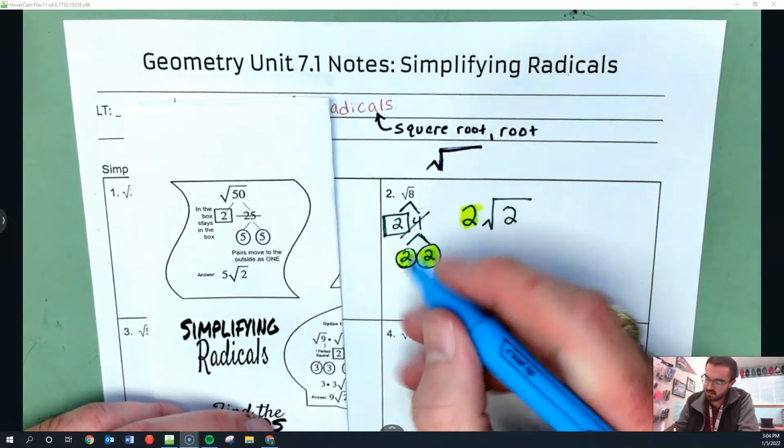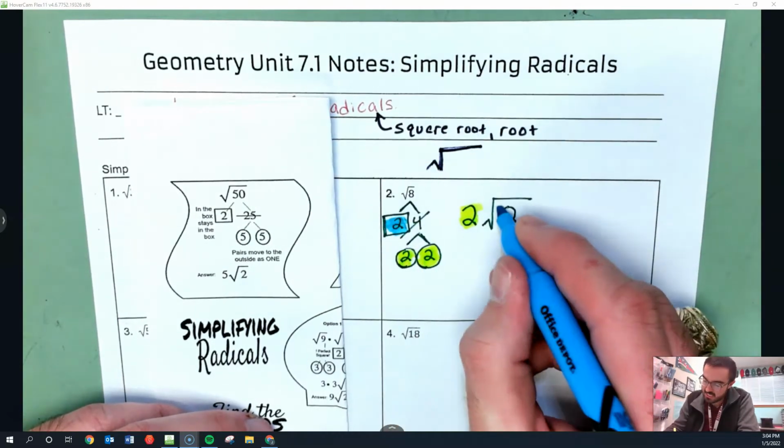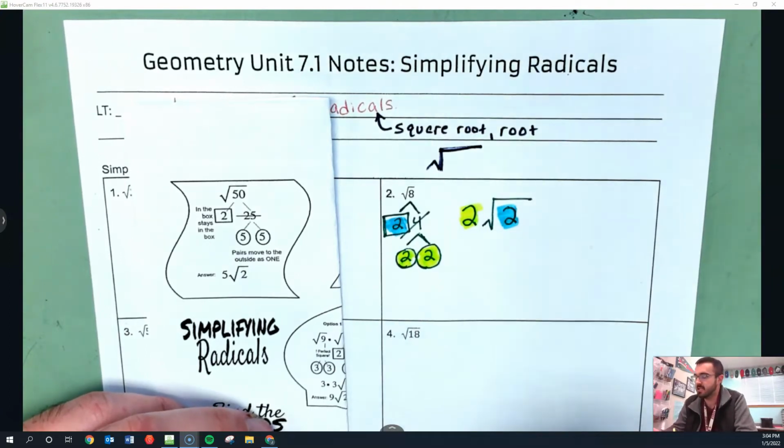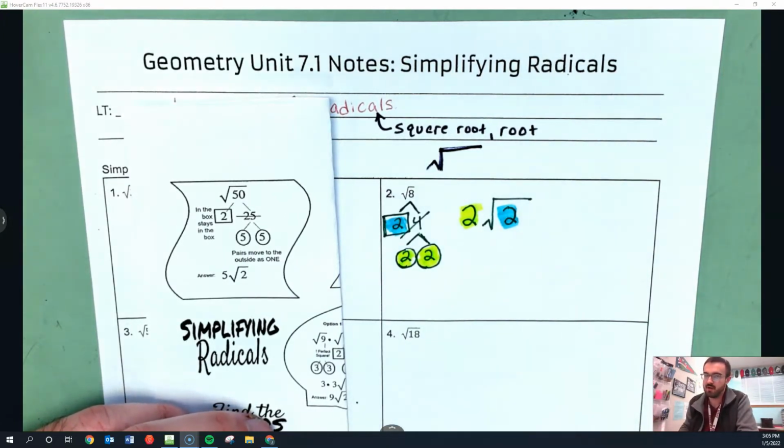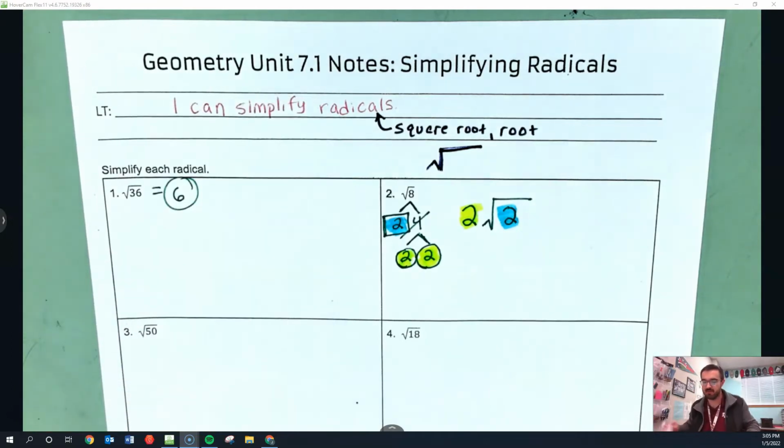And this one was boxed, so it stays in the box. This is a little box. It stays in the box. Okay? And if you're like, oh, Mr. Colston, I don't know, I'm kind of confused, hang in there. Give it a couple rounds. You'll get it.